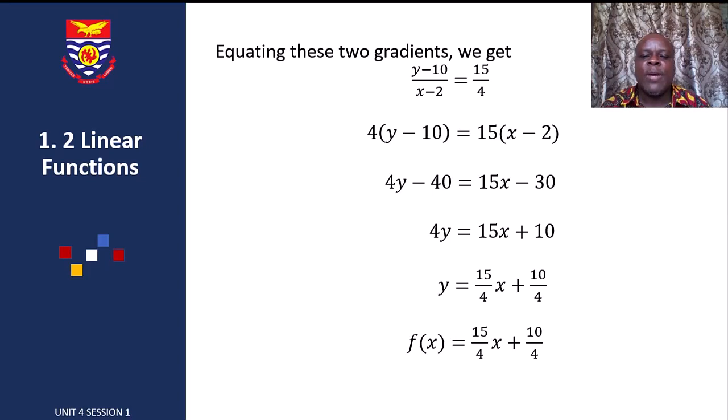We can divide through by 4. So y will be equal to 15 over 4x plus 10 over 4. And therefore, the function for the line that passes through those 2 points, f of x is equal to 15 over 4x plus 10 over 4.